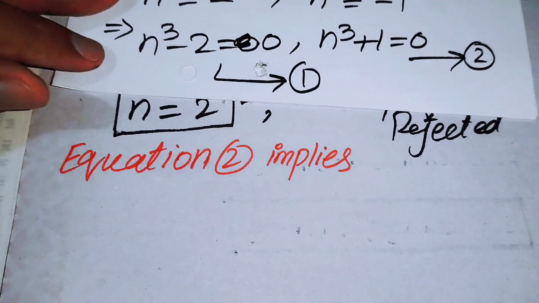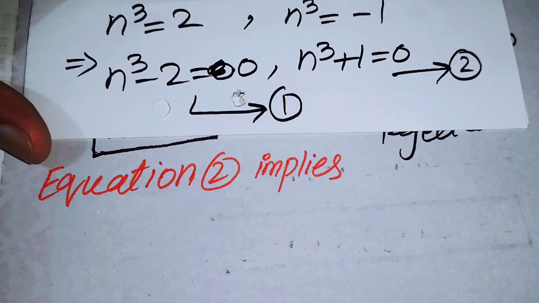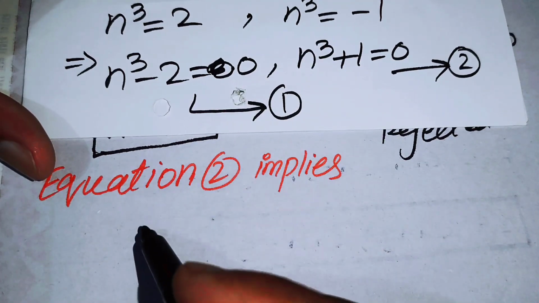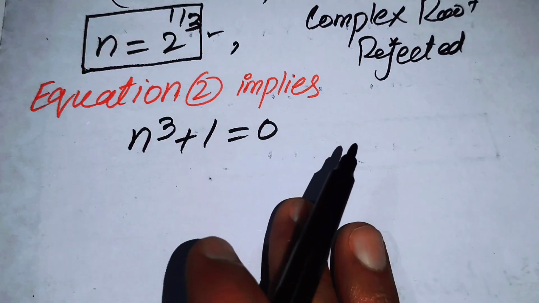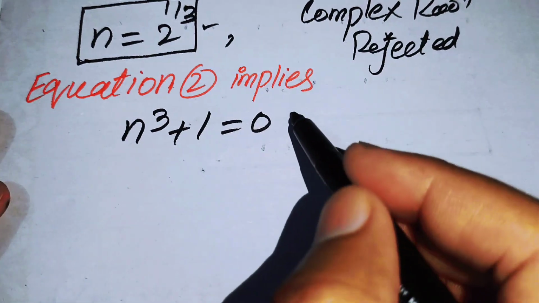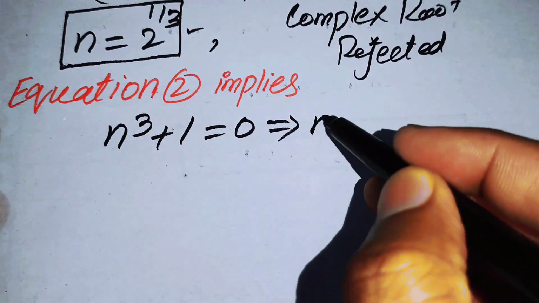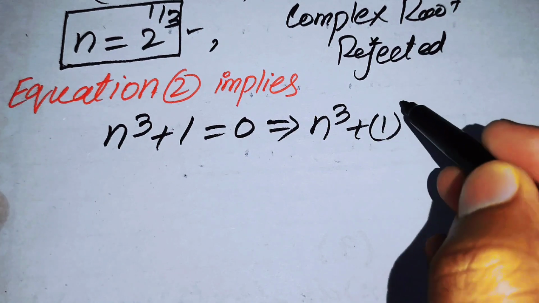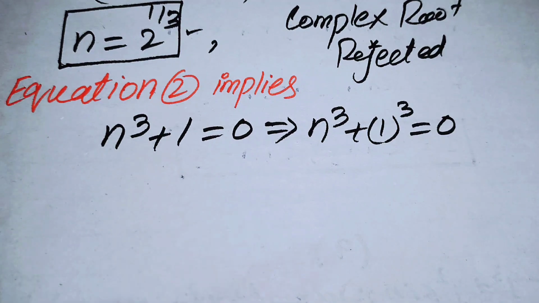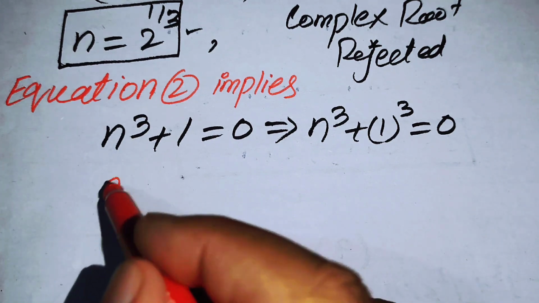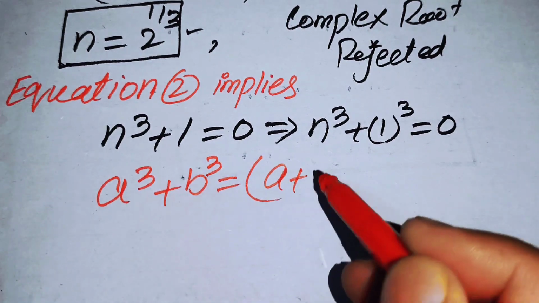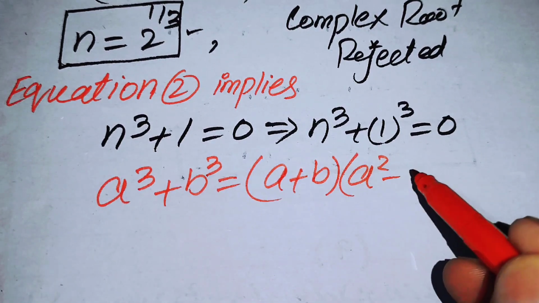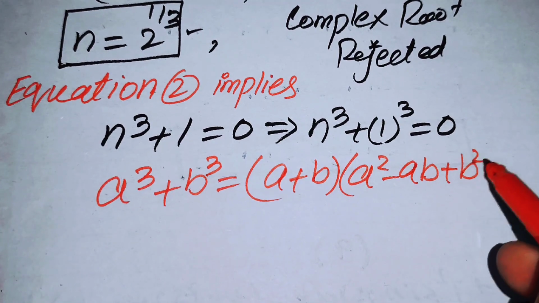So equation number 2 is n cubed plus 1 is equal to 0. Now we solve this equation. Here we again use the cubic formula, and we write this equation as n cubed plus 1 cubed is equal to 0. The nice cubic formula is a cubed plus b cubed equals a plus b times a square minus ab plus b square.